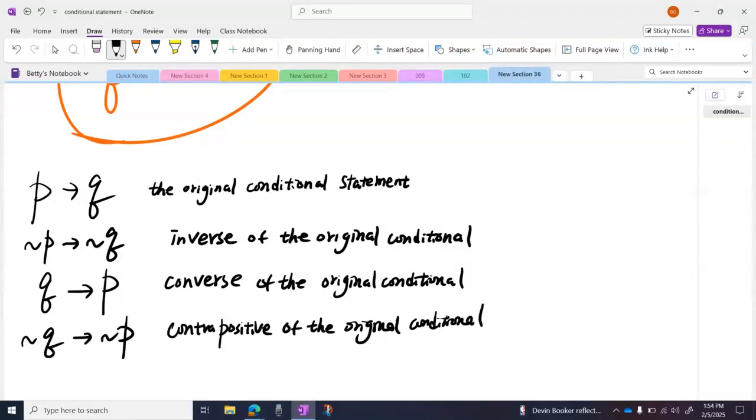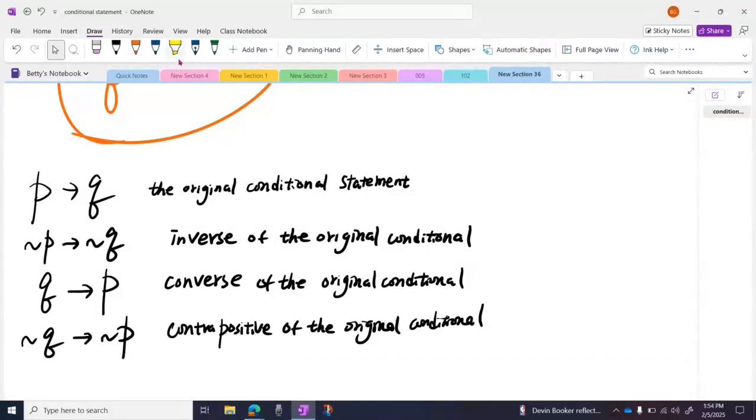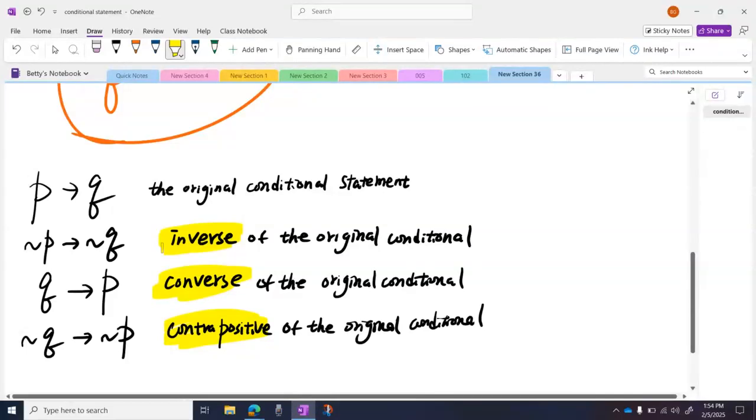All right? For a conditional statement, we need to know the definition of its inverse, the definition of its converse, and the definition of its contrapositive. So it's pretty important. Inverse, what is inverse? What is converse? What is contrapositive?